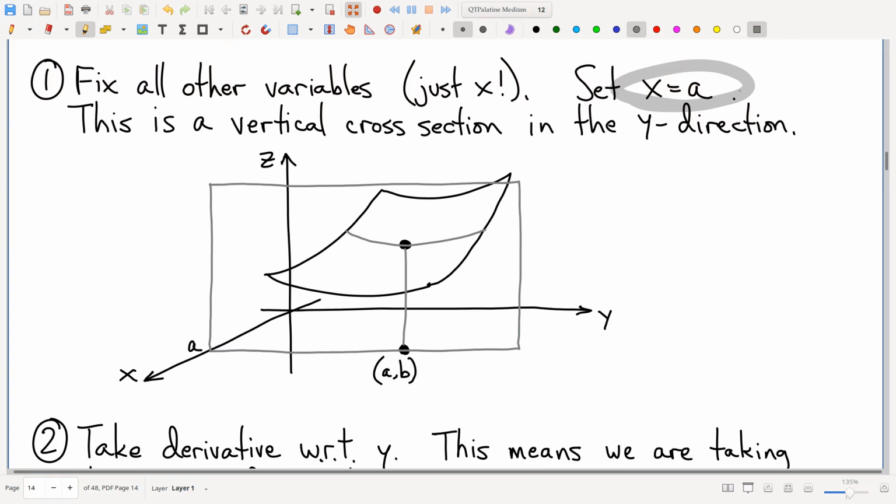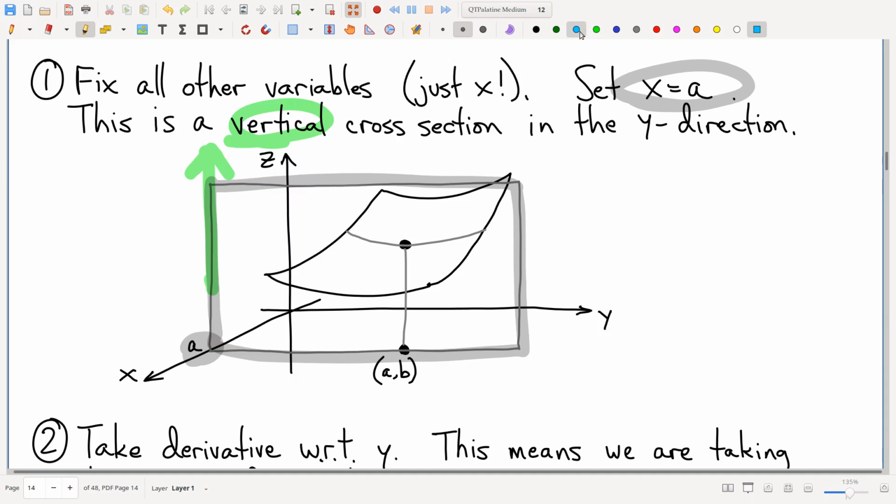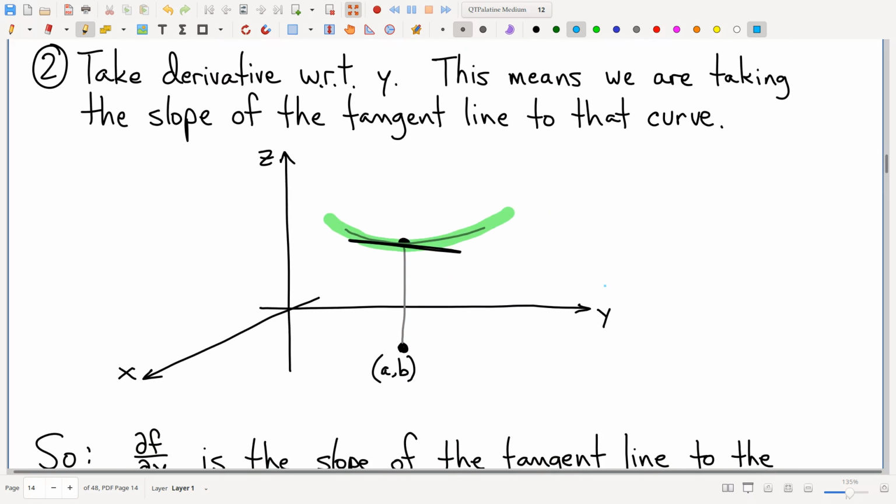Okay, so we're setting x equal to a. So a is the fixed value of x, and x isn't allowed to change, and this is what that plane looks like. That's x equals a. Notice that means this plane is, on the one hand, vertical, but the other way to describe the direction that this plane is pointing is that it is pointing in the y direction. So we can say that it's pointing in the y direction horizontally, because vertically it's pointing in x. So among all vertical planes, this is the vertical plane that's pointing in the y direction.